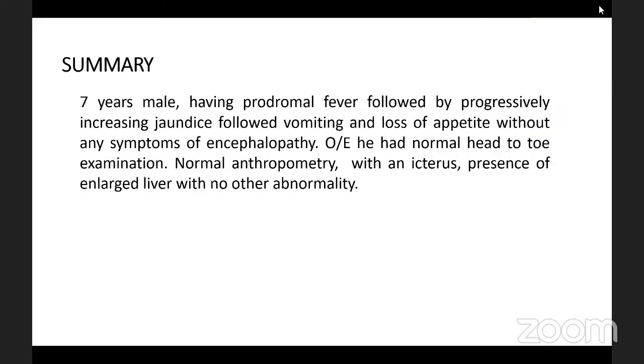Do you have the investigations? Yes, sir.